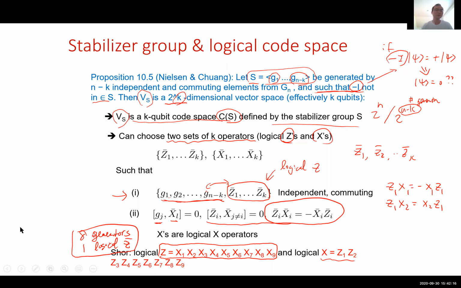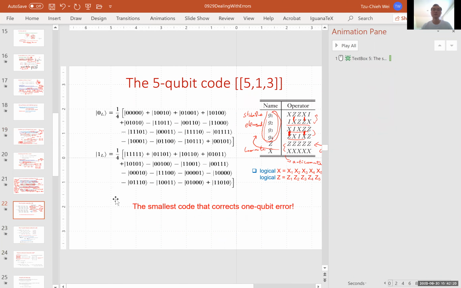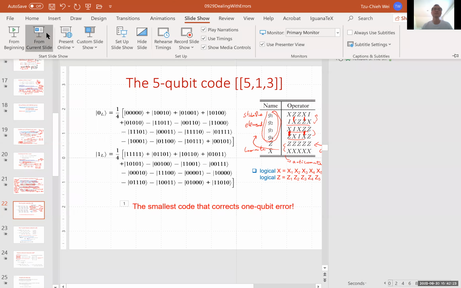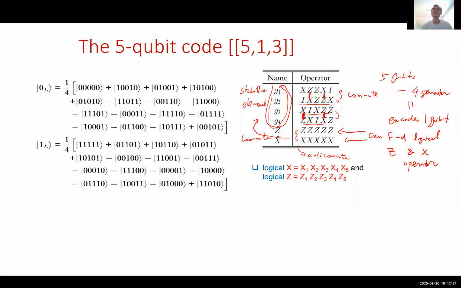Let me go back to the 5-qubit code. As you can see, I'm using the material from Nielsen and Chuang. The book contains one big chapter on error correcting codes, error correction. I'm only discussing a small part of that chapter. I'm selecting the material which I think is most important and most basic from that chapter. But I would say that the stabilizer formalism is perhaps a new perspective.